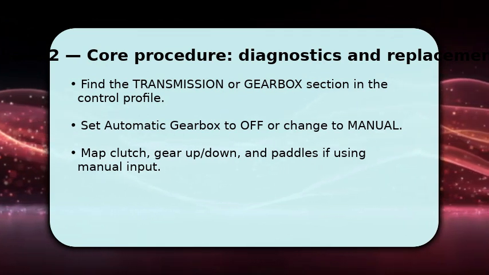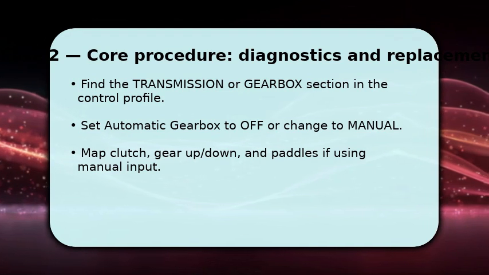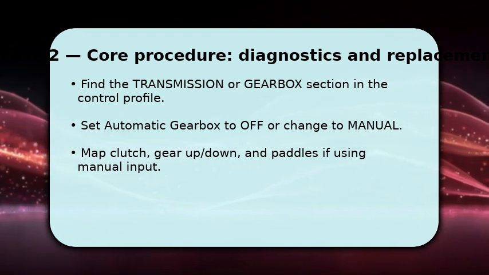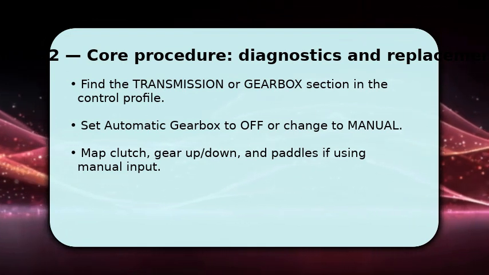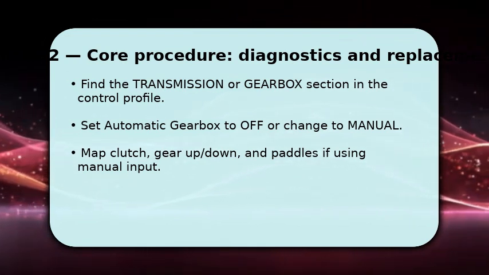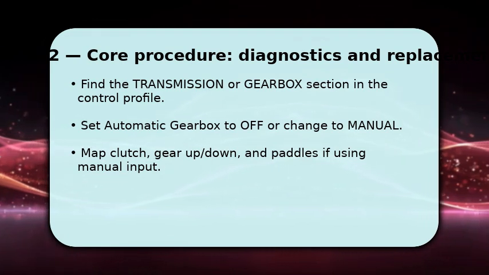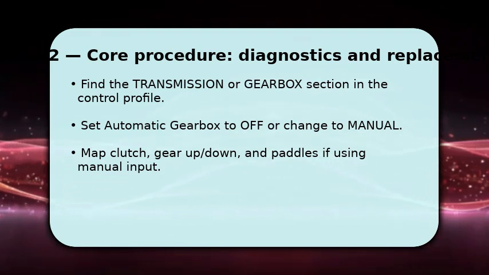Then bind your gear up and down inputs. Map paddles, H pattern, or keyboard keys as needed. If you use a clutch, map and calibrate it here too. Once mapped, test shifting in the garage briefly. This confirms the manual inputs are recognized before finalizing.